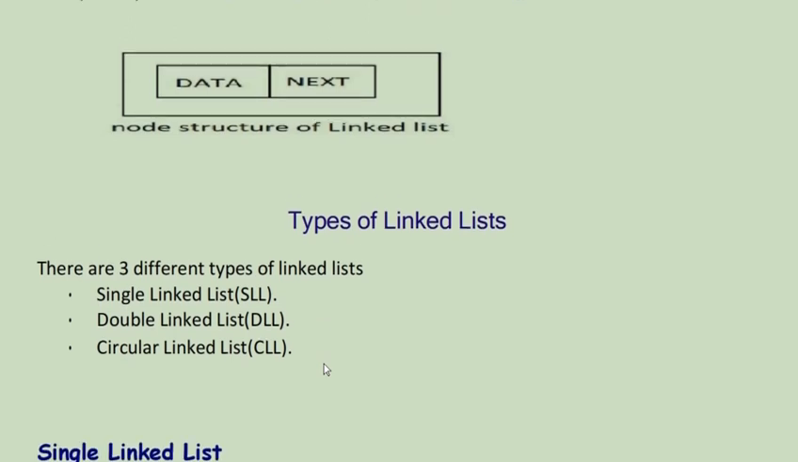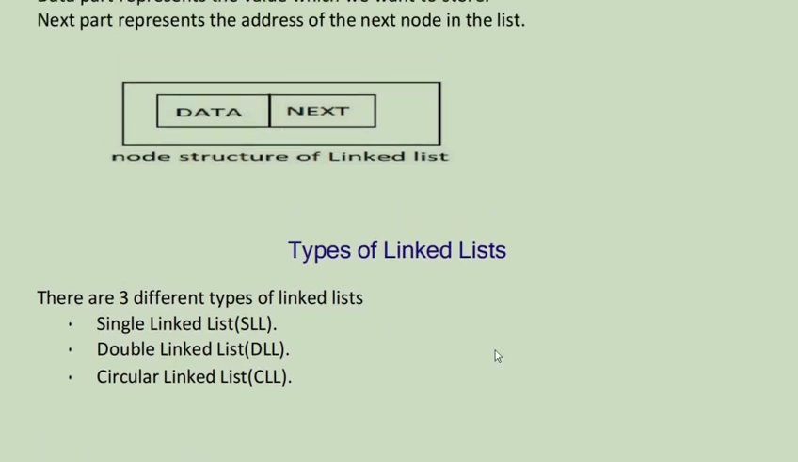How many types of linked list are there here? There are three different types of linked list: singly linked list, doubly linked list, and circular linked list. Okay, these are the three different types of linked list. We'll discuss these three types in the next video. Okay, thank you.